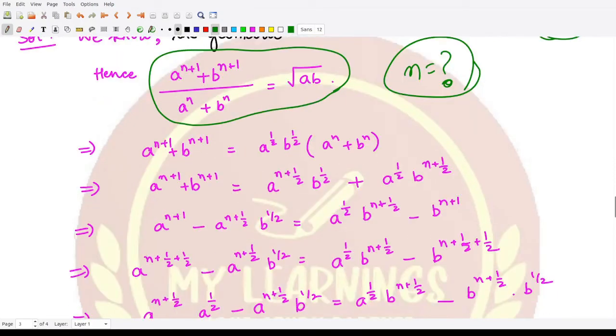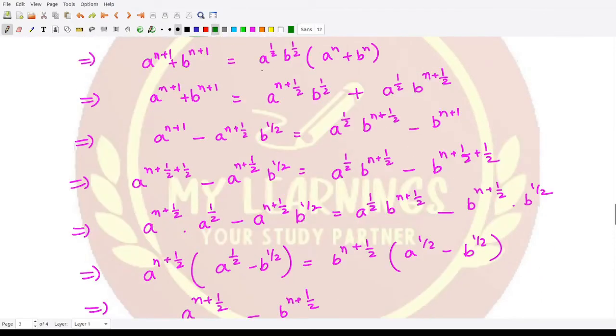Here you see we can take this term to the right hand side so that we have the left hand side as such. And we can write the square root of ab as a raised to power 1 by 2, b raised to power 1 by 2, correct? Now we can multiply the terms inside. So this term becomes a raised to power n plus 1 by 2, b as such. And next, the multiplication of this with this becomes a as such, b raised to power n plus 1 by 2, correct?